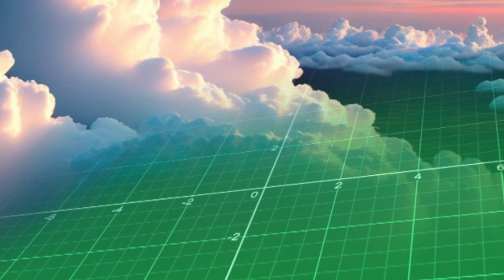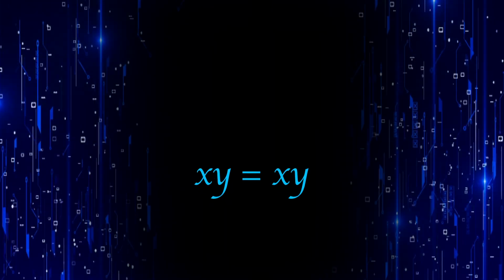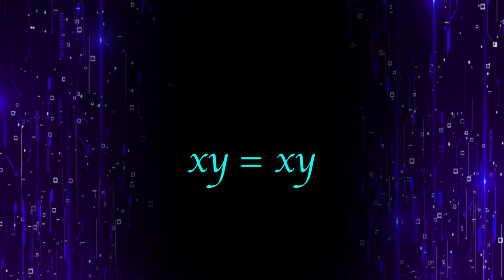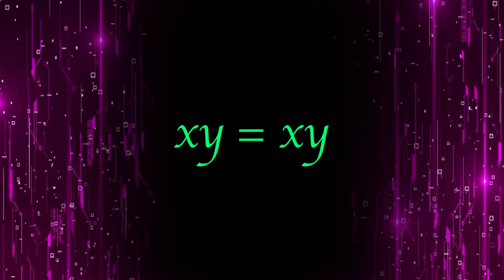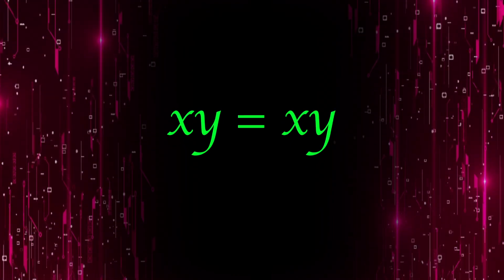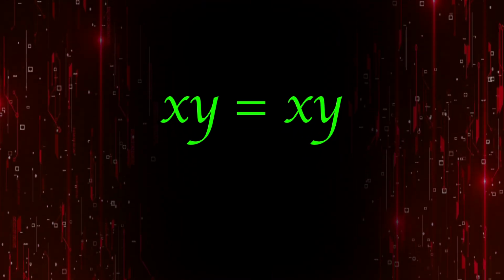To do this, we begin with this simple equation. x times y is equal to x times y. Now I know what you might think. So what? Of course xy is equal to xy. There's nothing complicated about this. Absolutely, but I want to start with the most basic of concepts.